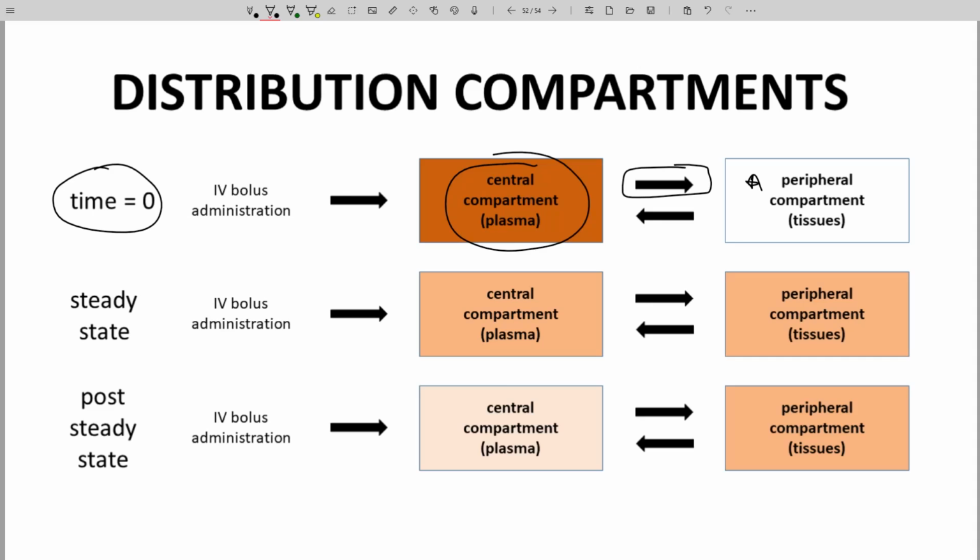At this point, the drug is said to be at steady state, and the net flow between the compartments will be 0. As elimination via hepatic or renal clearance occurs from the central compartment, plasma concentration will drop and the net flow of the molecule will be from the peripheral compartment back to the central compartment.